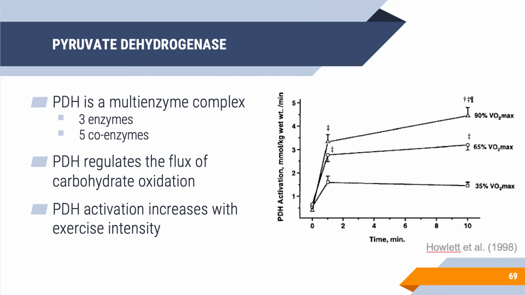What I want to note here from the Howlett paper is that PDH activation increases with exercise intensity. As exercise intensity increases, we need to produce more energy through aerobic glycolysis, meaning that we need to break down glucose into pyruvate, and that pyruvate needs to be pushed through to acetyl-CoA in order to make ATP to fuel that exercise.